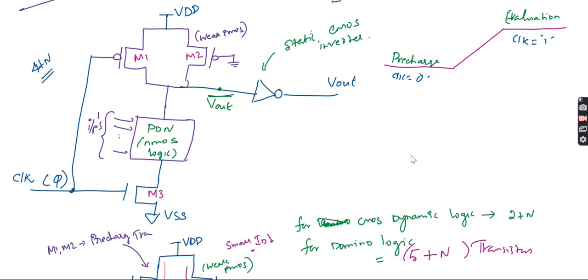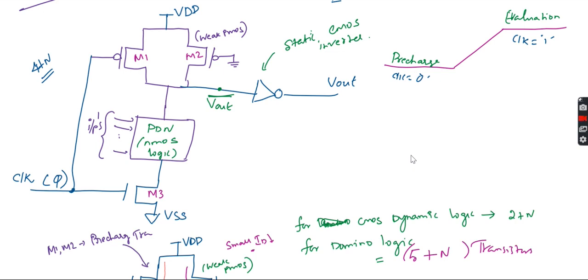Already we studied this, right? 4 plus n transistors. Now, at the output we connected an inverter, a static CMOS inverter. Then we connected one additional weak PMOS. You might have studied this earlier as CMOS domino logic; this is the extended version of that domino logic. The very important thing is that you can only implement non-inverting logic circuits.